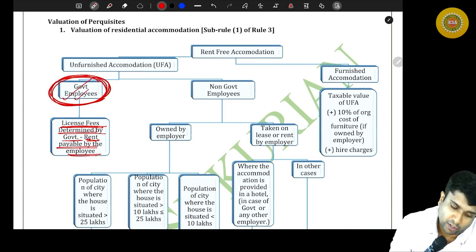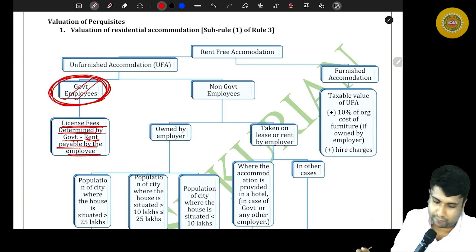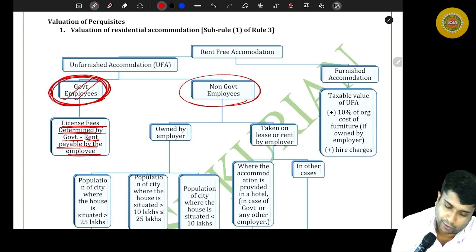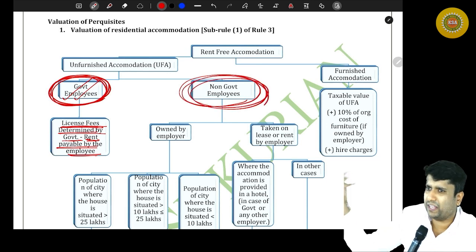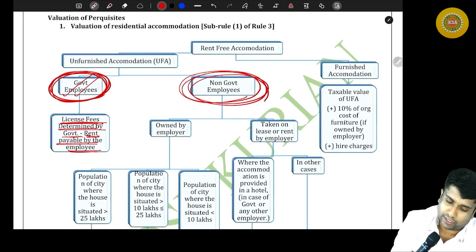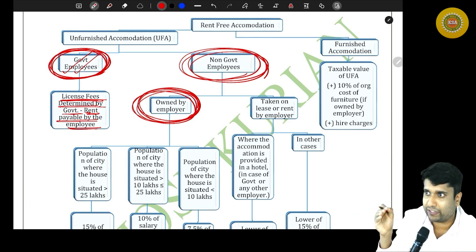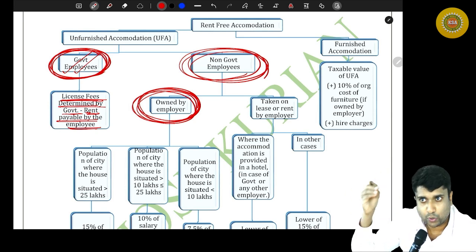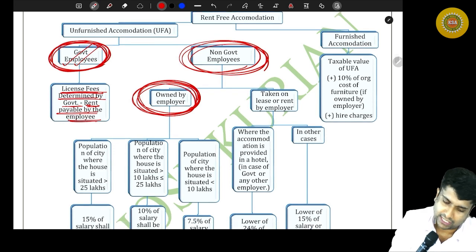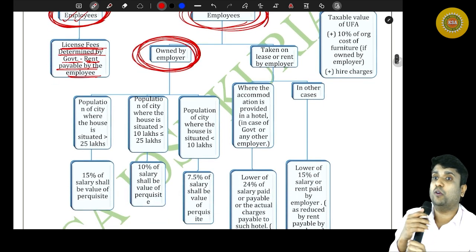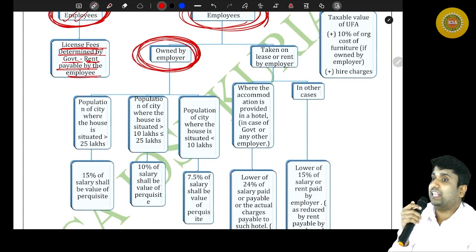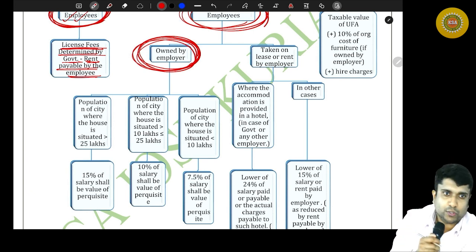Now, moving on to the next one, friends. If you are a government employee, then the license fee determined by the government minus the rent payable by the employee shall be taxable. What if you are a non-government employee? What do you mean by non-government employee? Other private sector employees. If you are a private sector employee, then you need to check whether the house is owned by the employer. That means the employer has a house and has given that house to you, and you are staying in it. In that case, how to value? The valuation of the house depends upon the population of the city where the house is situated. Are you all listening?